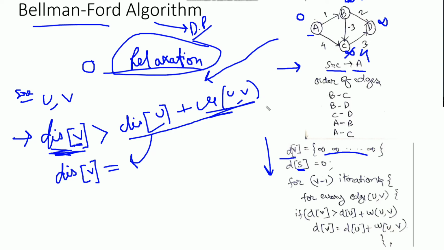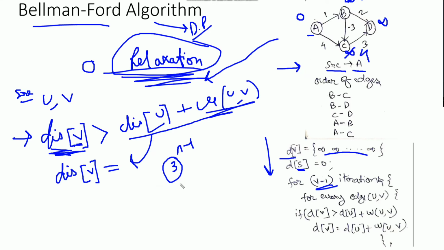So this relaxation of edges ensures that there will be a minimum weight between U comma V. Minimum weight for the edge connecting U and V vertex. So we are going to perform this relaxation operation till V minus 1 iterations. So suppose there are 4 vertices. So we are going to perform relaxation of all the edges till n minus 1, that is 3 times. So we are relaxing all the edges 3 times.